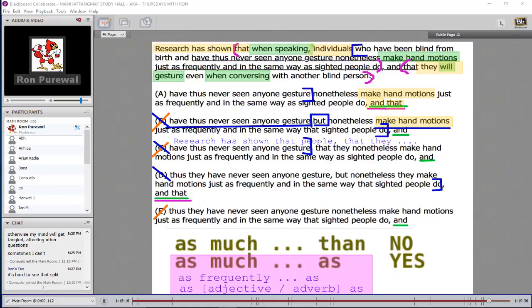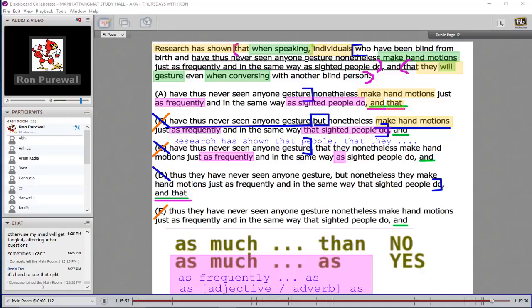The reason you would look at that is, well, you want to look at anything that's different, but this is something that is prescriptive, and it is very basic and fundamental. You know that "as blah, blah, blah" has to go with another "as." So if you look at the way that is done, like A does that. "As frequently that sighted people do," nope. Can't have "as frequently that." "As frequently as," okay, that's fine.